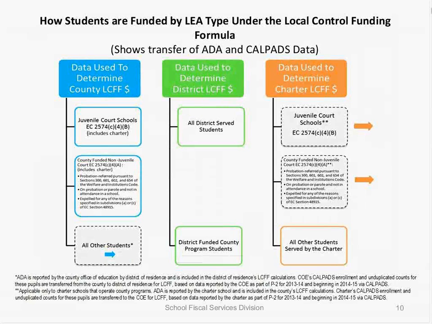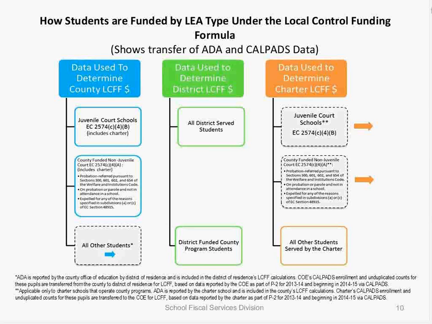So this next slide shows you an illustration of how some of the ADA and CALPADS data will be moving between entities. You'll see 3 columns of data in the chart. The first is County Office of Education in blue. The middle column in green is school districts, and the column on the right in orange is charter schools.